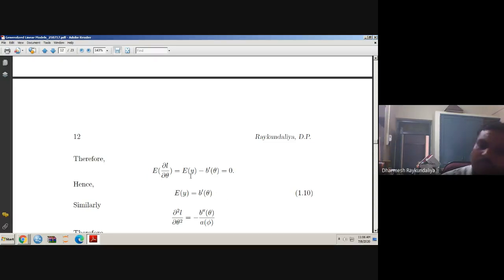So it is giving e raised to theta, and e raised to theta is equal to mu in the Poisson distribution. So that means the mean of the Poisson distribution is mu. Mu is nothing but the parameter of a Poisson distribution. So that you can easily obtain if you know the form of b theta.